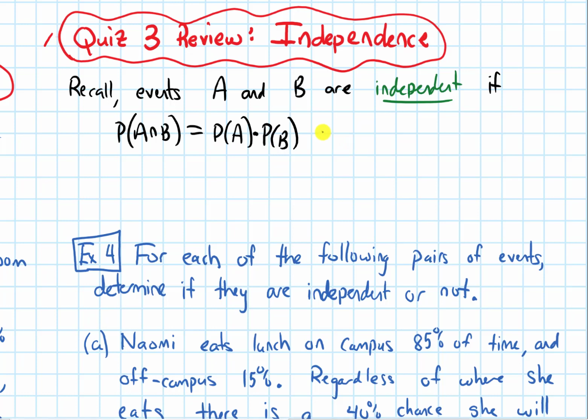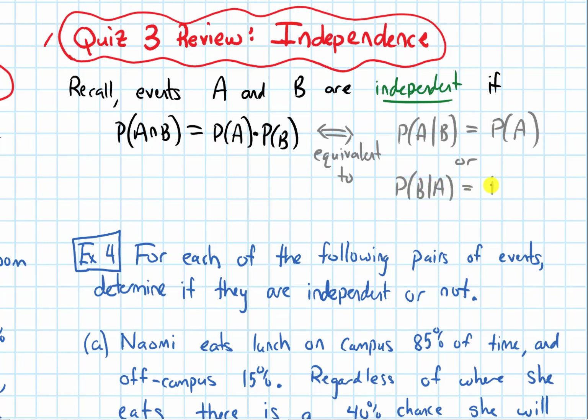And we've also seen that we can write this in an equivalent way. So this is equivalent to saying that the probability of A given that B occurs is equal to the probability that A occurs. So in other words, whether or not B occurs doesn't affect the probability that A occurs. Or if I were to switch the roles of the A and the B, I can also write this as the probability of B given that A occurs should be equal to the probability of B straight up.